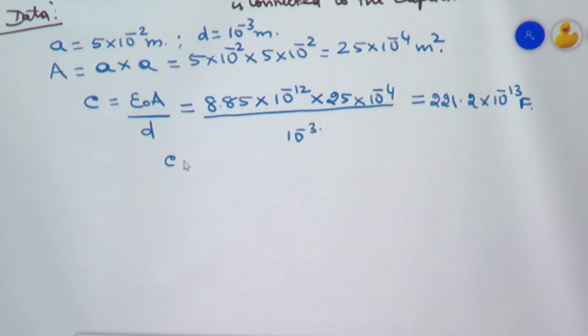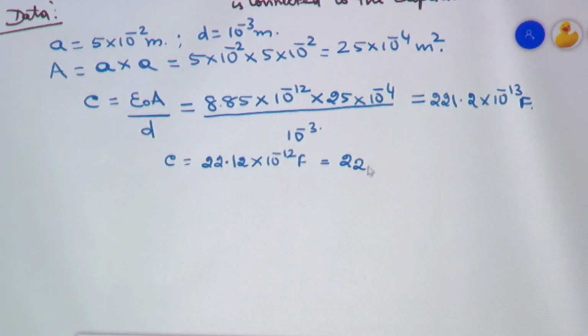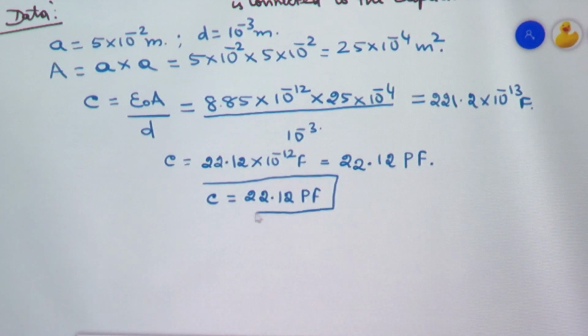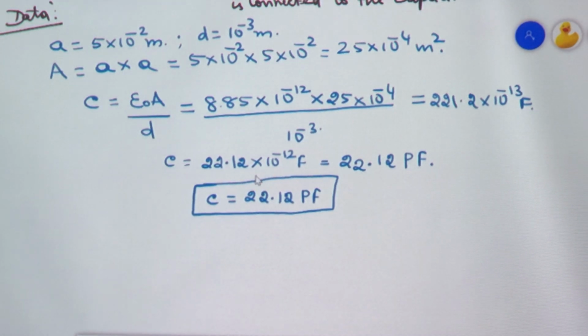The capacitance C is equal to, we can write like this, 22.12 into 10 to the power of minus 12 farads. 10 to the power of minus 12 is pico. So we can say it as 22.12 picofarads. This is the value of the capacitance, that is 22.12 picofarad. So this is the first answer for the first option.